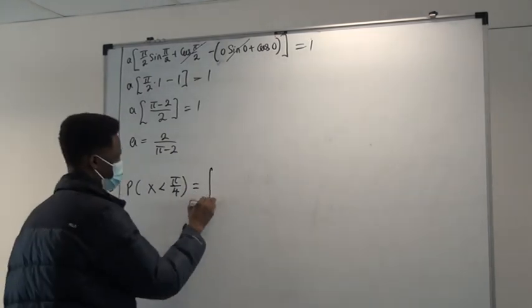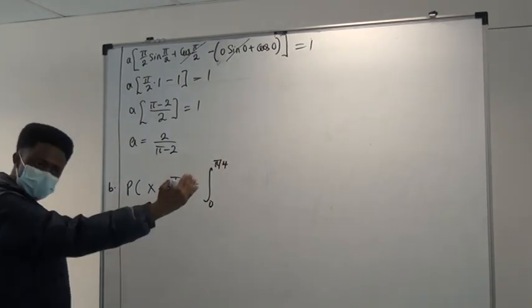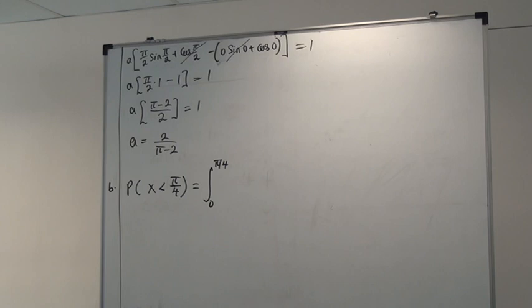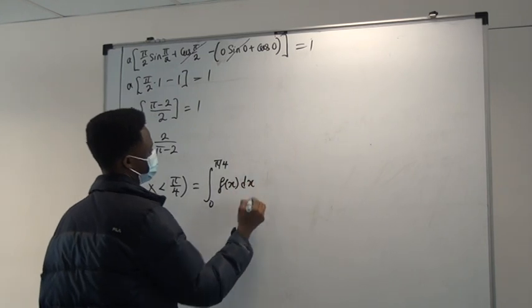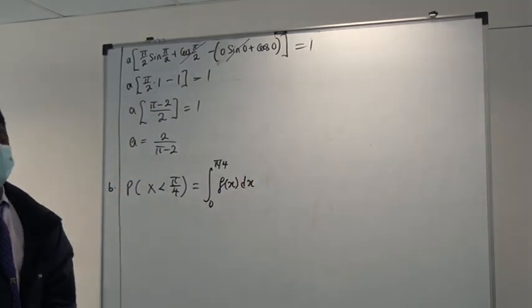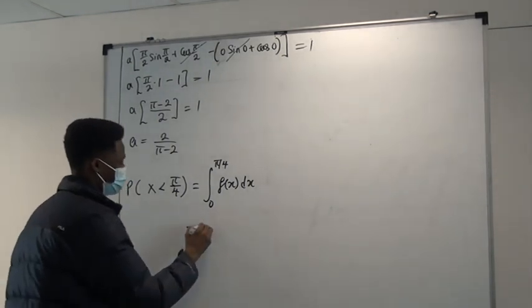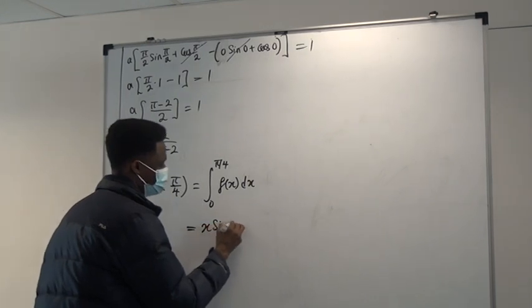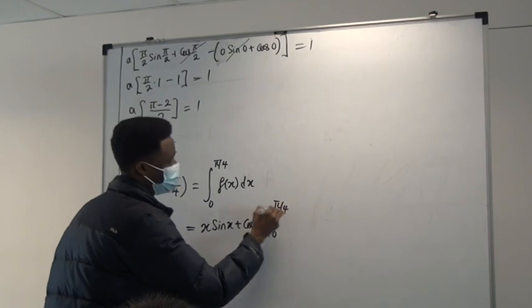Integral from 0 to pi over 4, exactly, of f of x dx. But we have integrated f of x dx already, so we can just substitute that. What do we have? x sine x plus cos x within 0 and pi over 4. So you complete that.